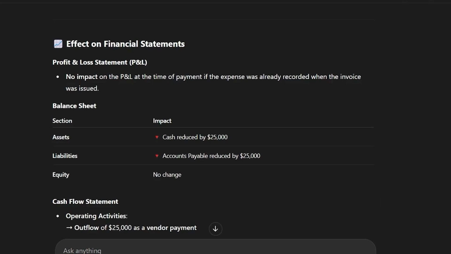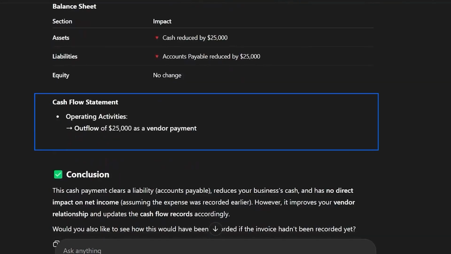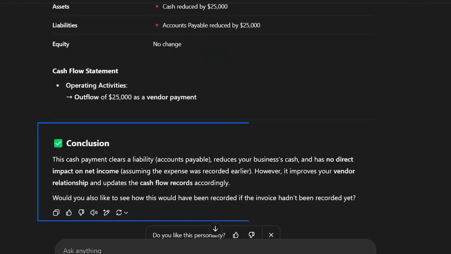On the cash flow statement, the transaction is classified as a $25,000 outflow under operating activities, reflecting a standard vendor payment that reduces the business's cash reserves. ChatGPT concludes by stating that this entry updates the financial records to reflect the cleared liability and enhance vendor standing. It also offers to demonstrate how the transaction would have looked had the invoice not been recorded in advance, suggesting flexibility for different accounting workflows.